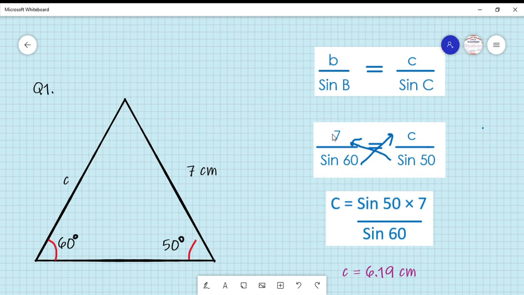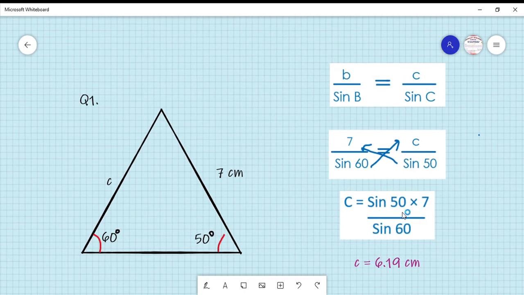Like sine 50 and 7, you multiply them together and you divide it by sine 60. You cannot multiply sine 60 with C, so obviously it would be sine 50 with 7 and the other one has to be divided. So this will be easily understandable. That's what I wrote here. Sine 50 times 7 divided by sine 60.